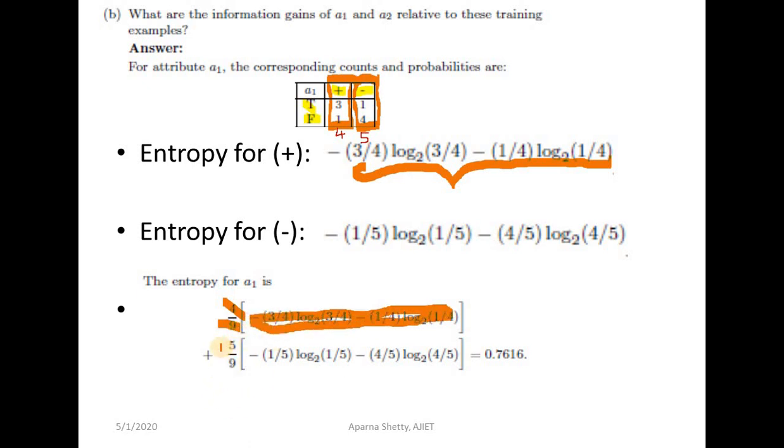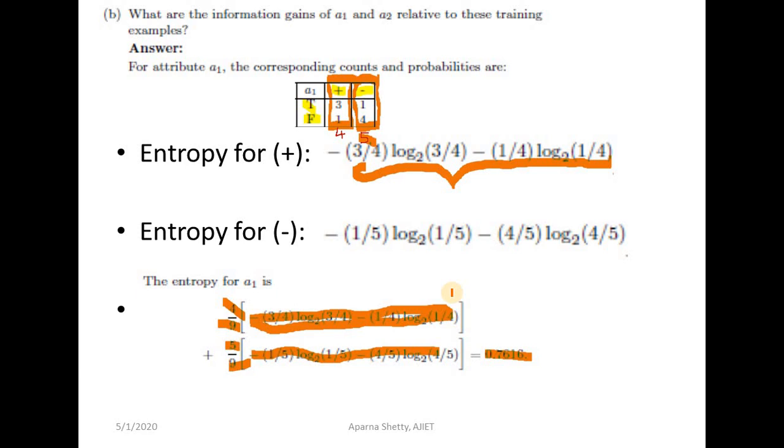5 is the total number of records that belong to class minus, correct? 5 divided by the total number of records 9, into the value of entropy for class minus. So you will get the overall entropy for A1, which is 0.7616. That is, we have calculated the entropy for A1.